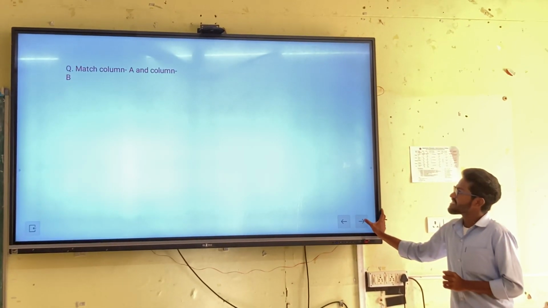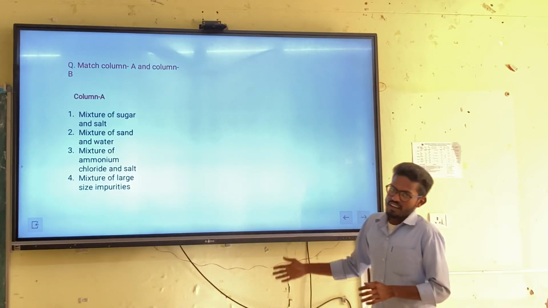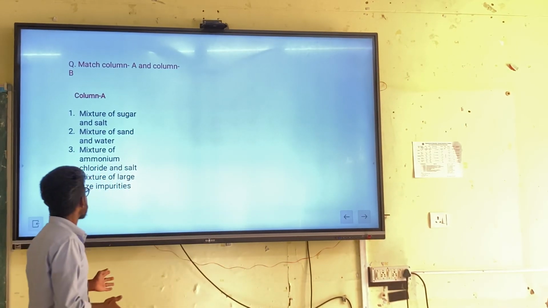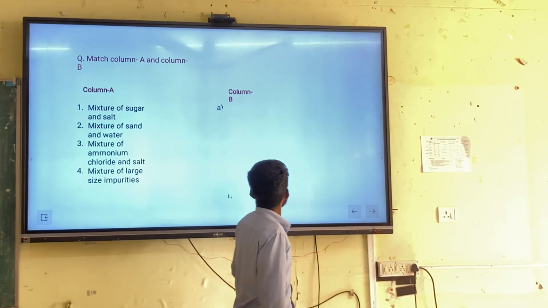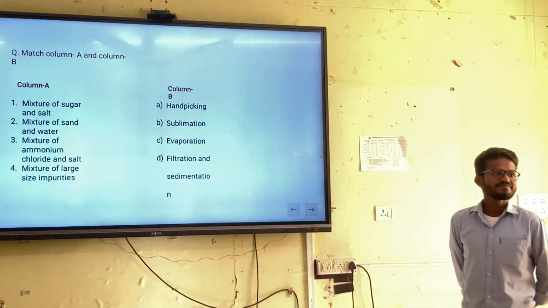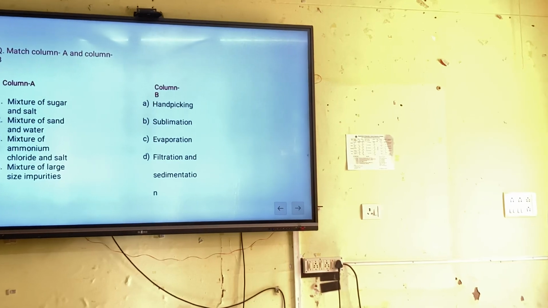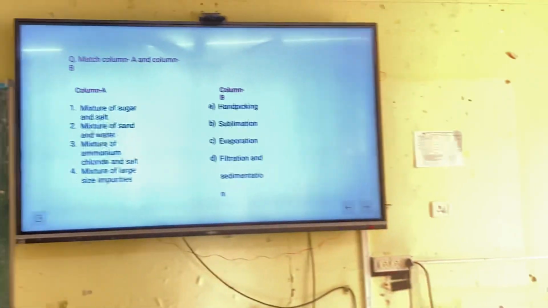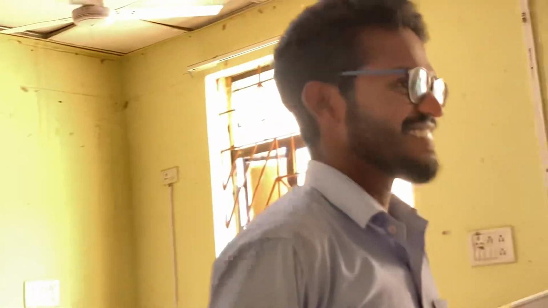The last question. Here the mixture of solid and liquid is given, and these are the processes involved. So you have to match it. Just take a pause and think. Who can give the right answer?